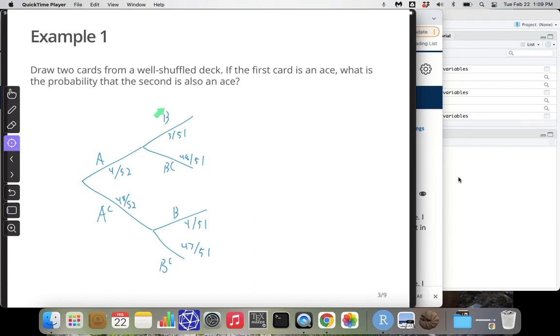All of these probabilities on the second level of this tree are conditional probabilities. And how do we see that? Well, the probability of drawing an ace second changes depending on whether or not you drew an ace first.